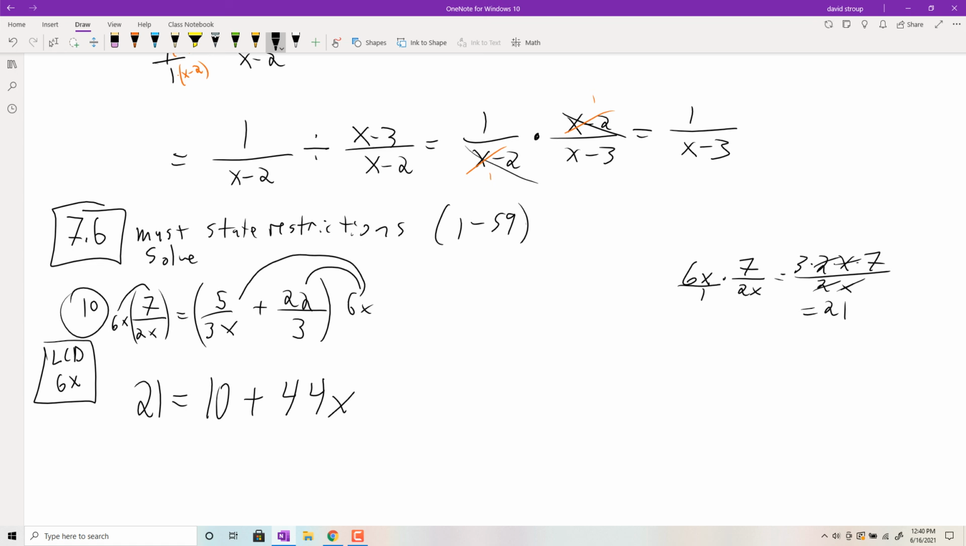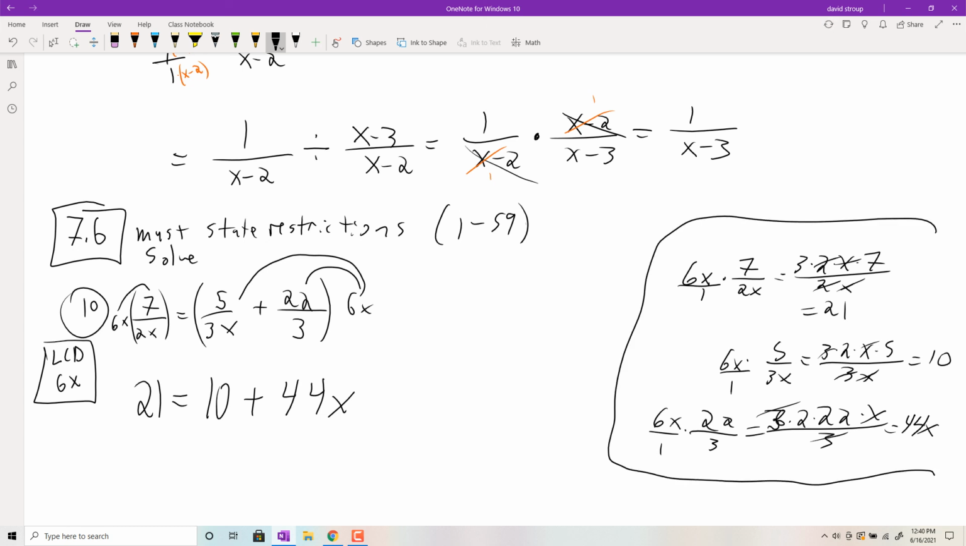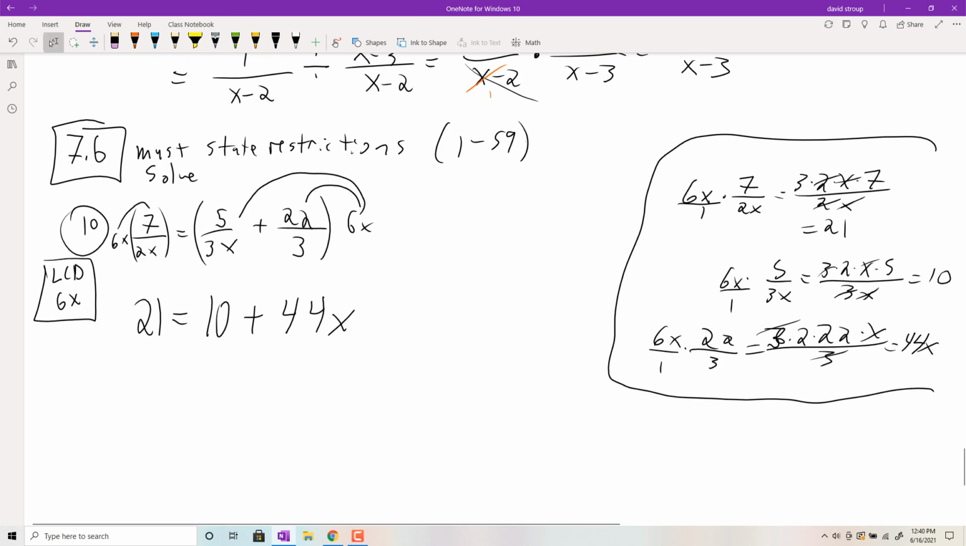Okay. So the 6x times 5 over 3x, 6x is 3 times 2 times x times 5 all over 3x. You can remove the stuff like that and you get 10. And then 22 over 3 times 6x. So you can pretend it's over 1, so it's 6 is 3 times 2 times 22 times x all over 3. The 3's are gone, and you get 44x. Okay? So if you need to, in the scratch work on the side and your margins, you can do all your little scratch work. But hopefully you get to the point where you can just kind of do those in your head.